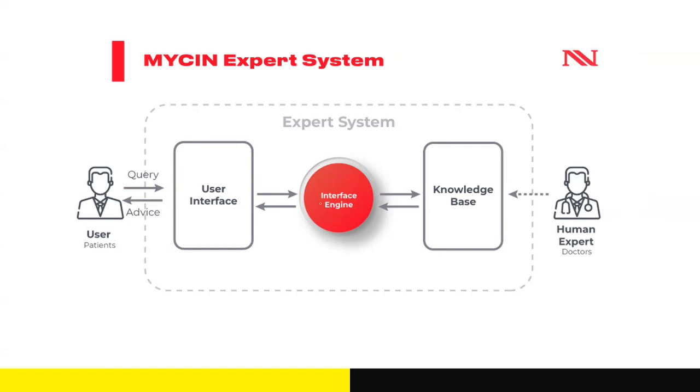Then the inference engine uses the knowledge base to reason out about the patient's symptoms and test results and to arrive at the diagnosis and treatment recommendation. And then the knowledge base contains the knowledge that the system uses to make its decisions. And then after that it would generate an advice. So the system provides advice to the user on the diagnosis and treatment of the patient.